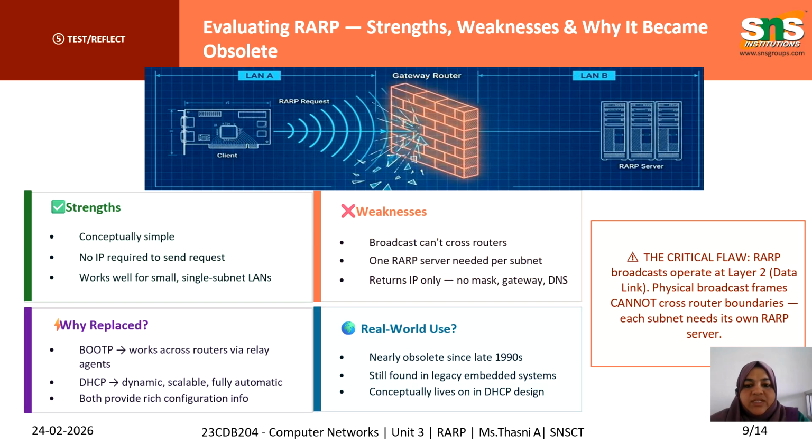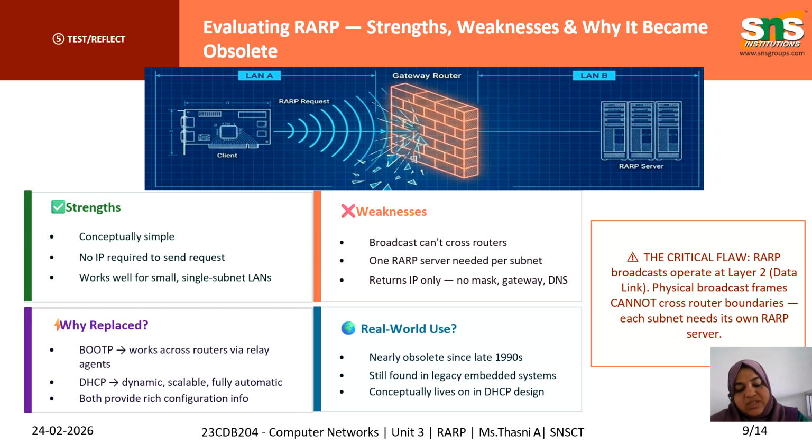Now let's evaluate the strengths and weaknesses, and why RARP became obsolete. The strengths: it is conceptually simple, no IP is required to send the request, and it works well for small, single-subnet networks. The weaknesses: the broadcast cannot cross routers, one RARP server is needed per subnet, and it returns only the IP, with no mask or gateway. It was replaced by BOOTP and DHCP, which work across routers via relay agents, and DHCP is reliable, dynamic, scalable, and fully automatic.